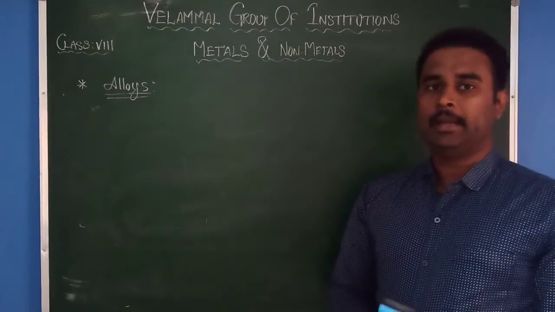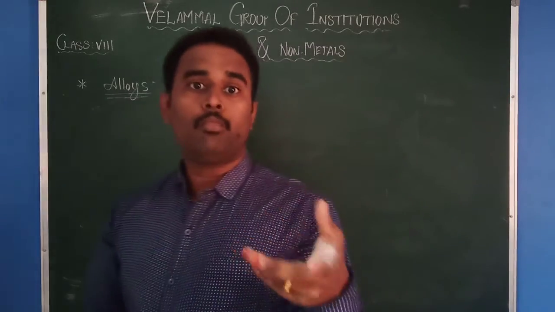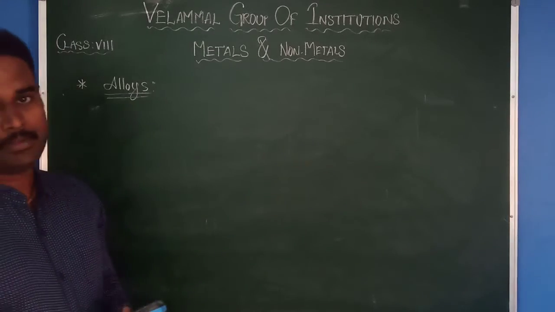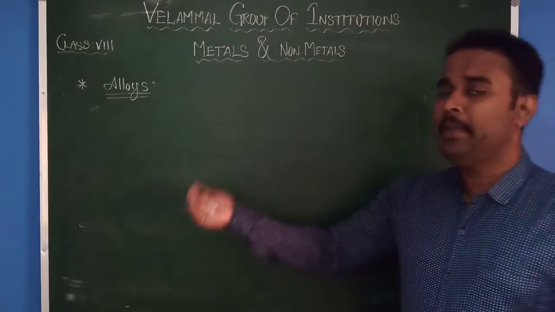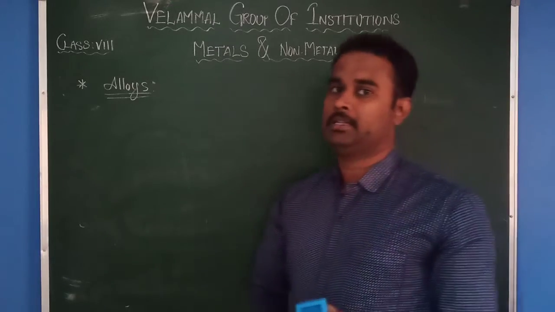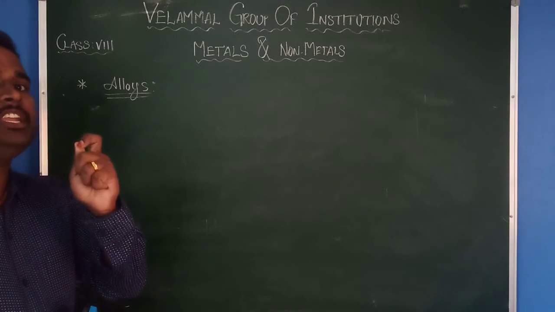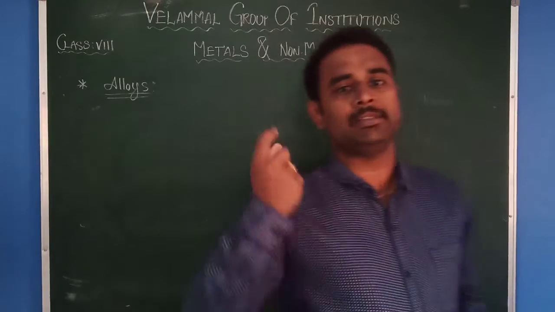Alloy is nothing but a homogeneous mixture of two or more metals or metals with non-metals. That means we can mix two metals or we can mix metals with non-metals, but compulsorily it must be a homogeneous mixture.